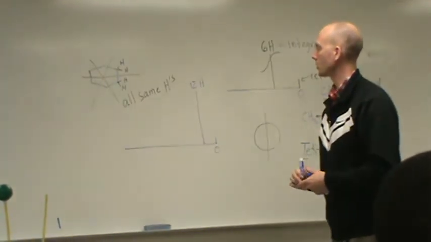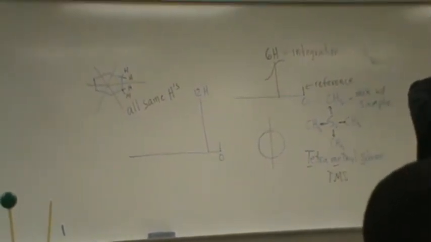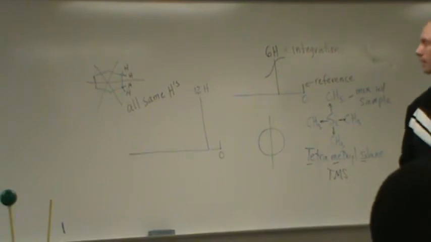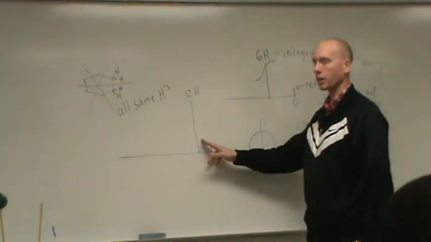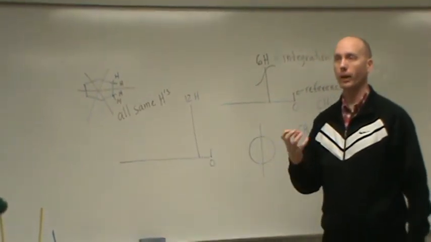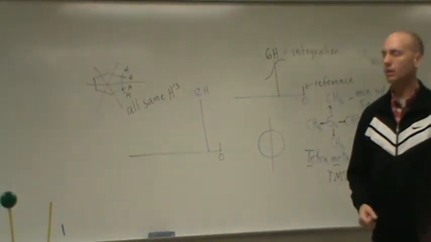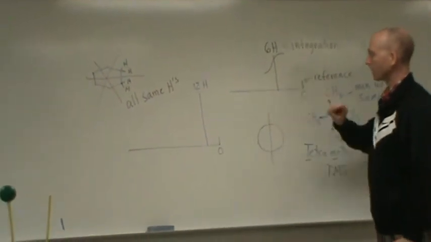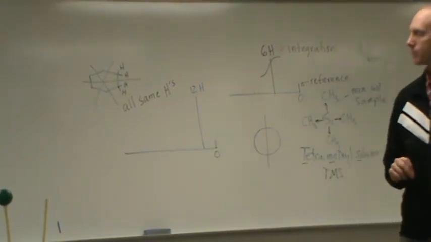Okay, it'll be pretty close to 0 as there's no de-shielders on there. Okay? So it'll be pretty far upfield. Okay, so we will see there's a correlation with the size of the peak. The taller that peak is, the more area, it's saying I have a lot of hydrogens with it. Okay, a very tiny peak means I have very few hydrogens.